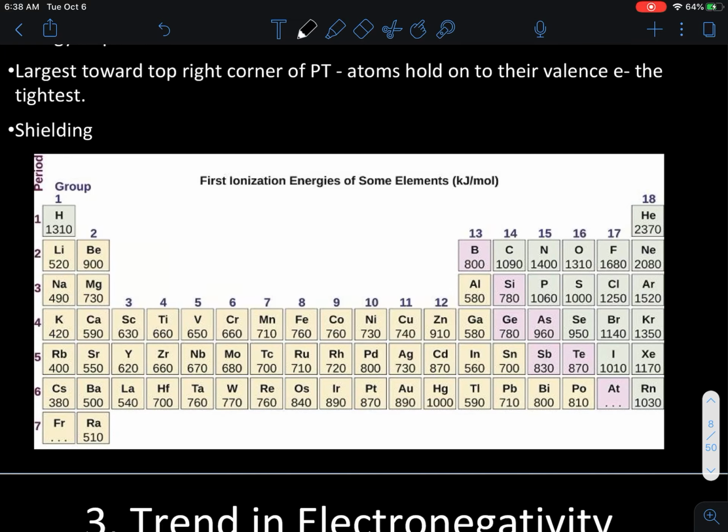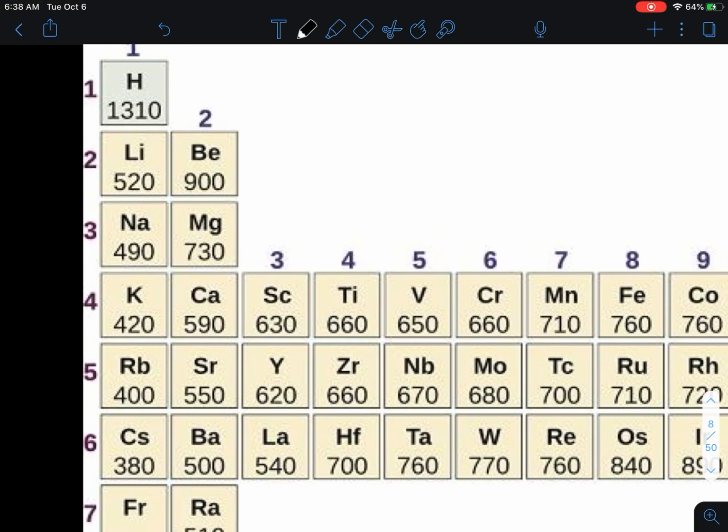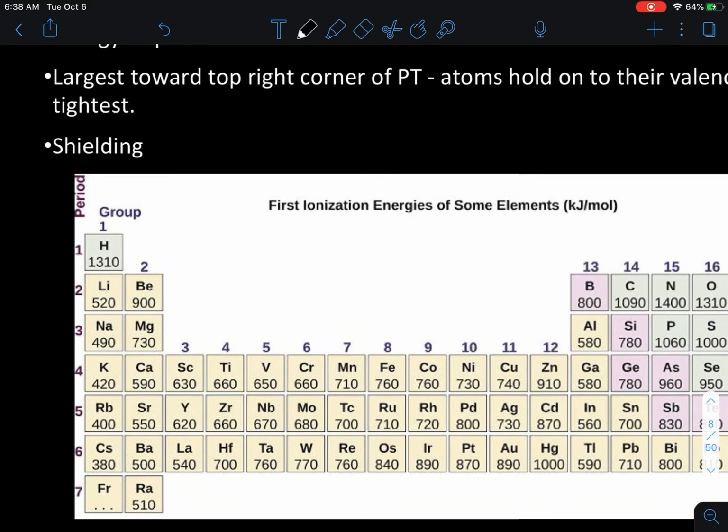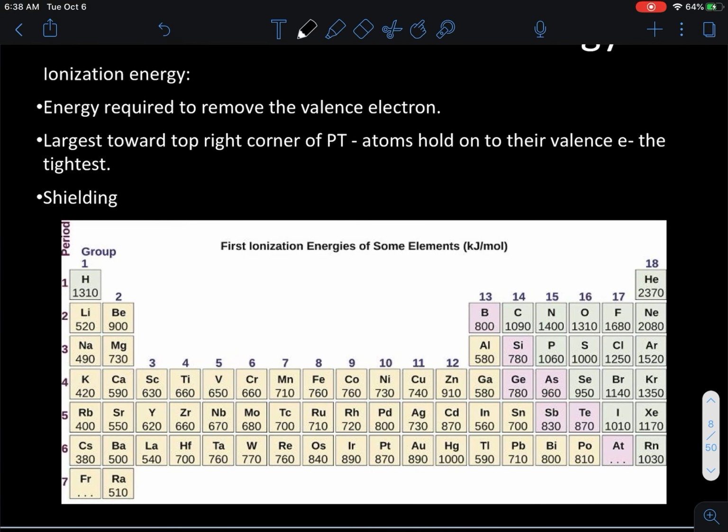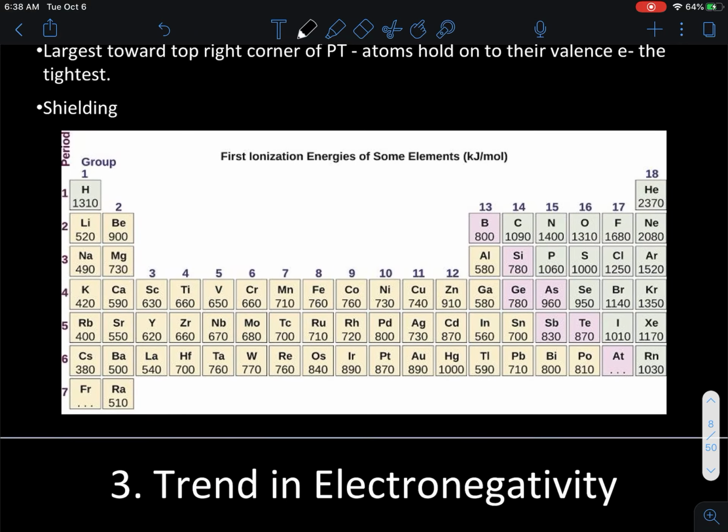So if you're looking at this very first family, hydrogen, lithium, sodium, potassium, rubidium, cesium, francium, all those elements have one valence electron. At the outermost shell, they have one electron, and so it's easiest to remove that electron, so their ionization energy is lowest. And once again, ionization energy is the energy required to remove an electron.